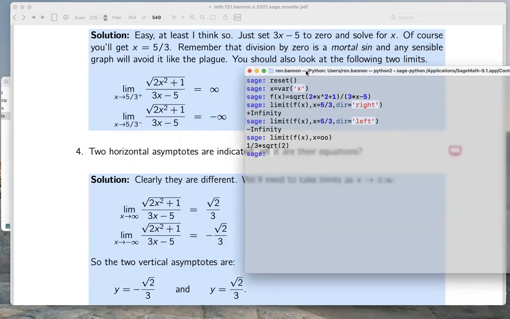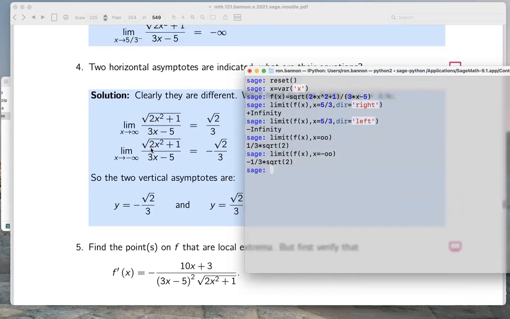1/3, just what they got. Let's do minus infinity. Yeah, just what they got too. Miracle, right? Let's keep going.